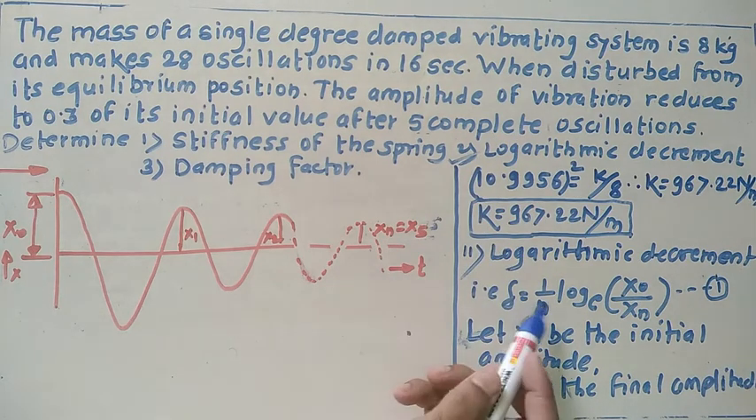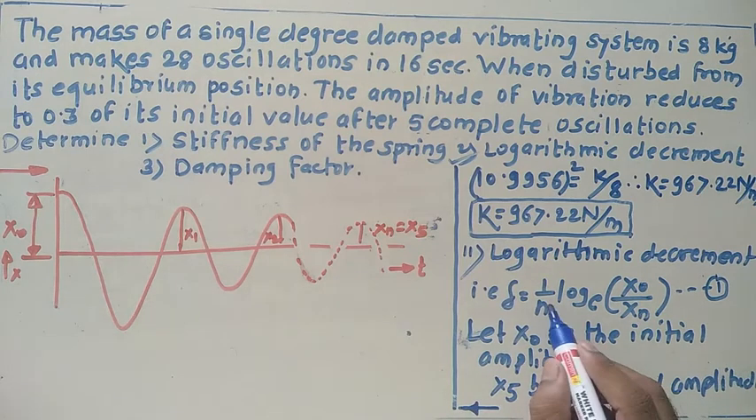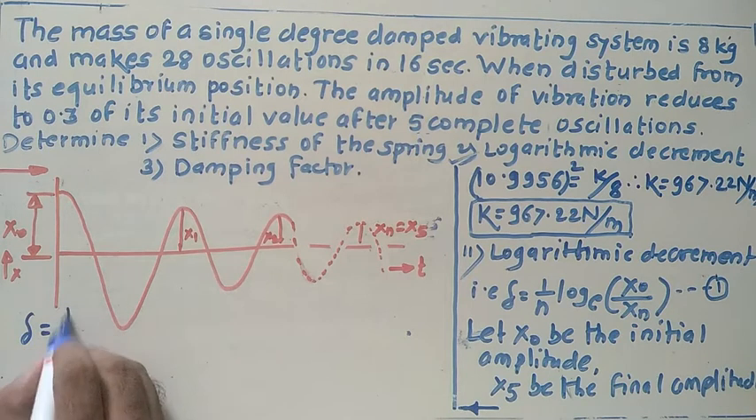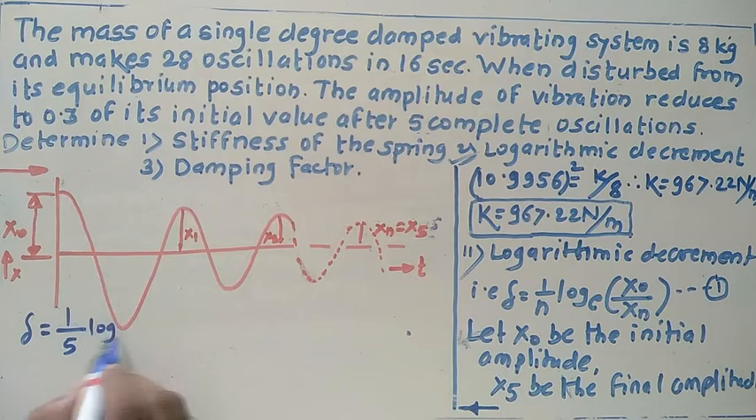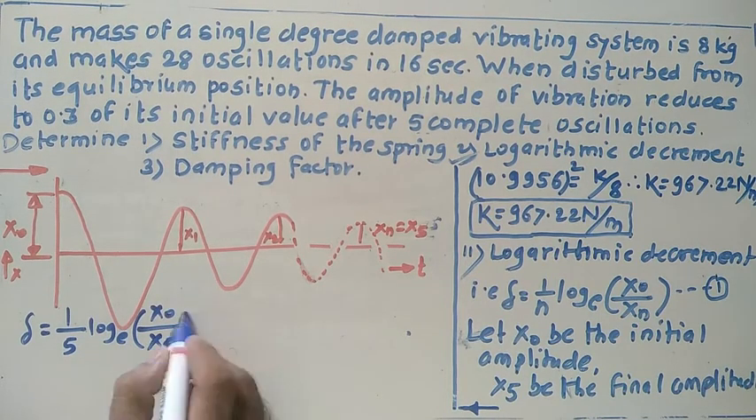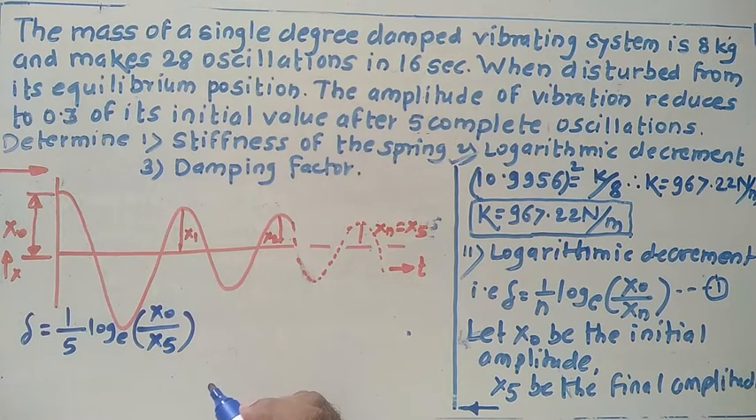So in equation number 1, the logarithmic decrement delta changes like this. Delta is nothing but 1 upon n, in this case 1 upon 5, log to the base e x naught by x5. So a very important relation is given here.